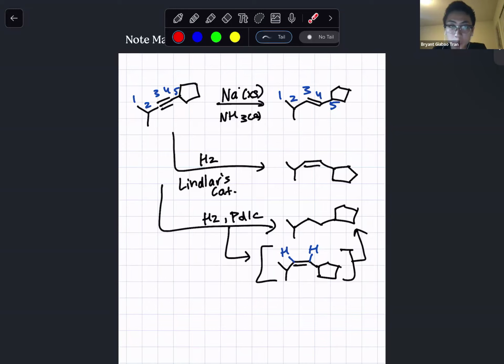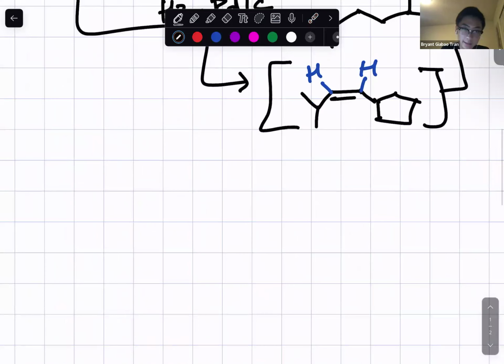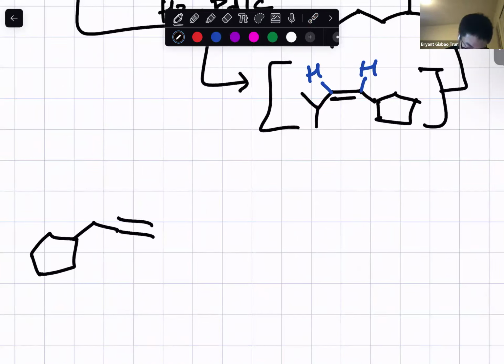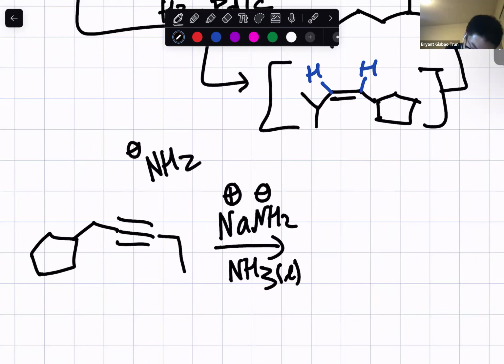I was just confused why it was no reaction. Is it because it's not in excess or anything like that? Yeah, so when we have an alkyne like this and we react it with NaNH2 in liquid ammonia, the positive charge is the Na, the negative charge is the NH2 minus. This is our strong base right here.